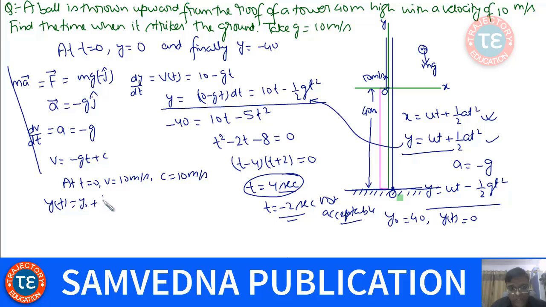In that case, your y(t) would have been y naught plus ut minus half gt square. So y naught, see, what is the initial value of y? That will depend on the coordinate system. If I take the coordinate system with the origin over here, in this case y naught would have been 0 at t equal to 0, y would have been 0 at t equal to 0.